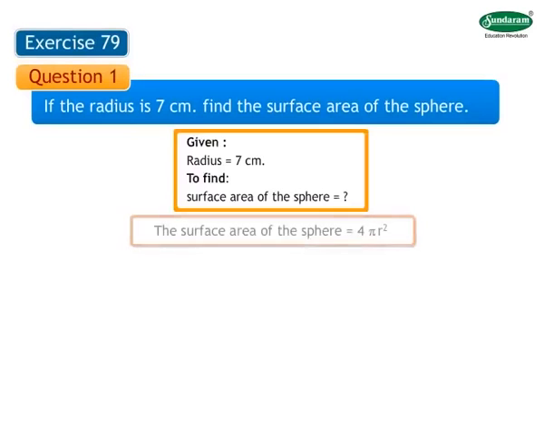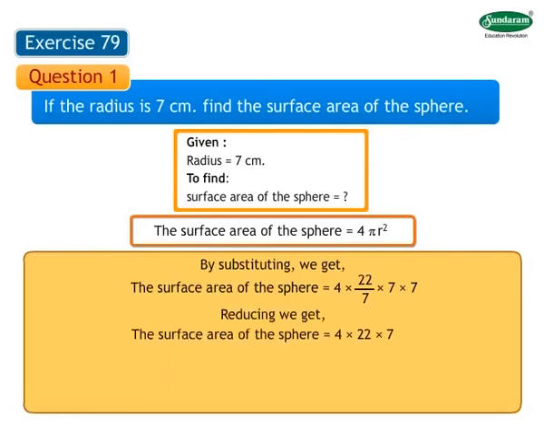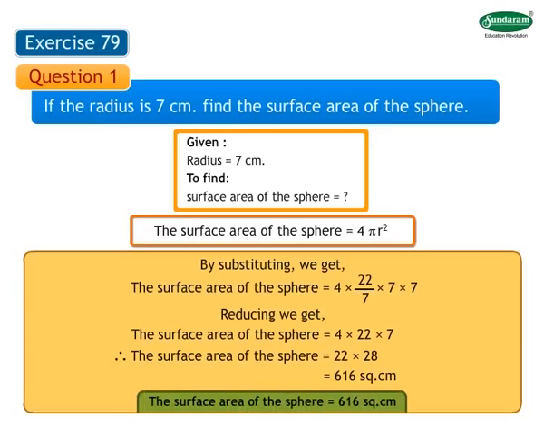As per the formula, the surface area of the sphere is equal to 4 pi r square. By substituting, we get the surface area of the sphere is equal to 4 into 22 upon 7 into 7 into 7. Reducing, we get 4 into 22 into 7. Therefore, the surface area of the sphere is equal to 22 into 28, which is equal to 616 square centimeter. The surface area of the sphere is equal to 616 square centimeter.